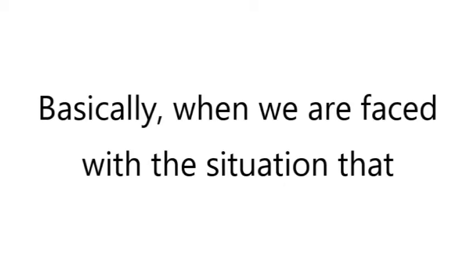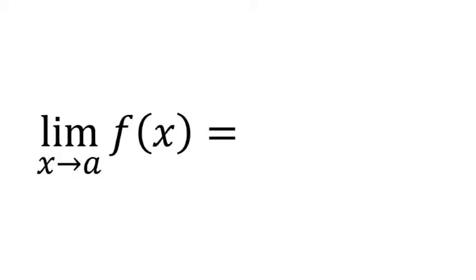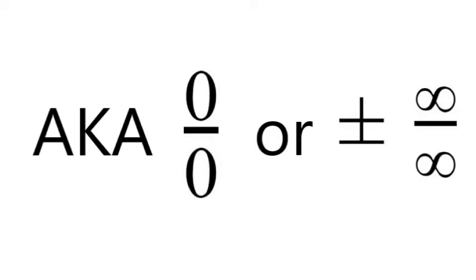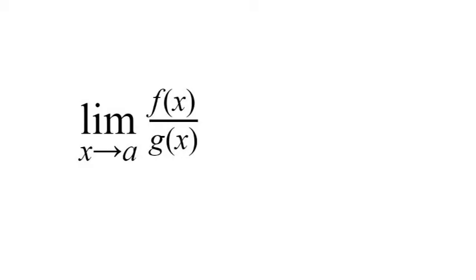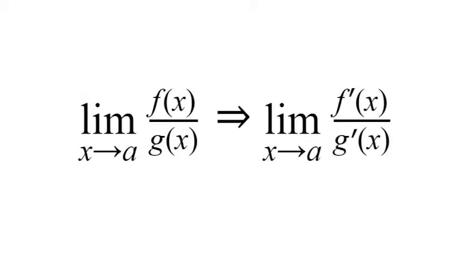Moving on. Basically, when we're faced with a situation where the limit of a function is an indeterminate form, aka 0 over 0, or plus or minus infinity over infinity, L'Hopital solves these dilemmas by taking the separate derivatives of the numerator and the denominator and taking the limit of that.